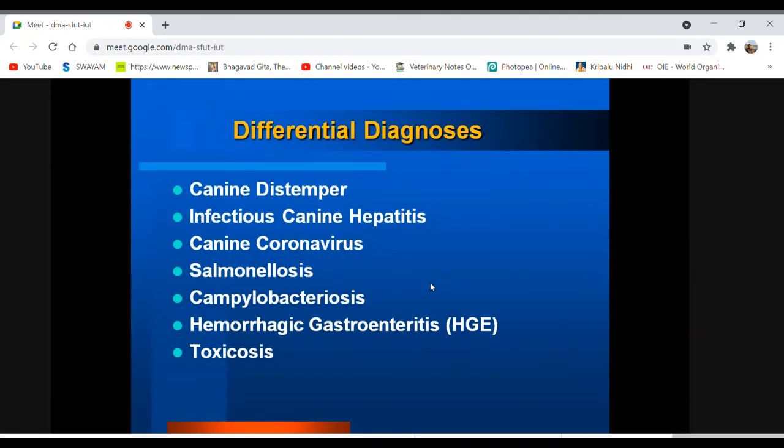So that's all about the three important canine viral diseases, in addition to rabies. These are all important so far as your examination is concerned, right? So that's all for today.